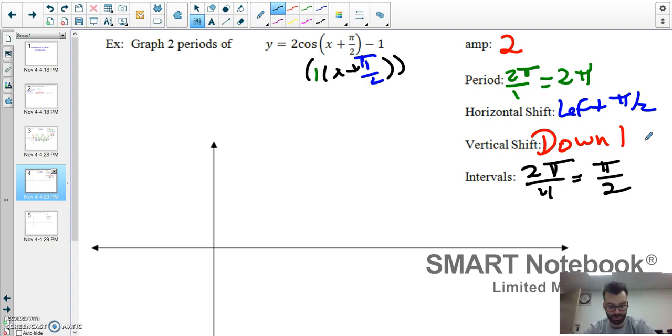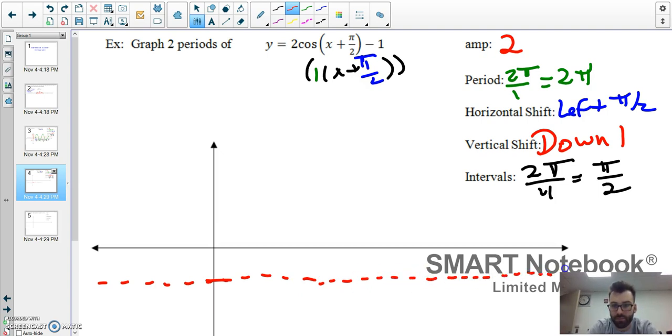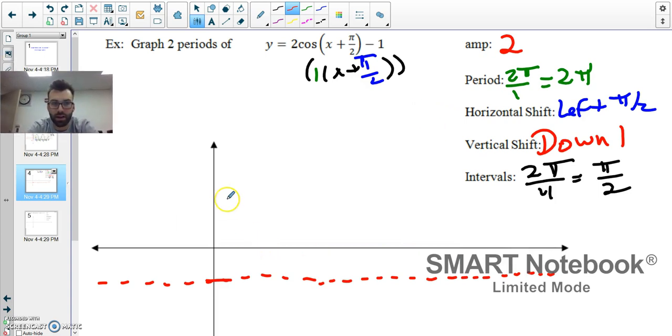Boom. Again, pi over 2. So now, what's our first thing we want to do? We want to plot our midline first. We go down to -1. There's my midline. Draw yourself that nice dotted line. Now, what's next? Plot our amplitudes. Amplitude was 2, so there's 1. 2 is my maximum, so that's 1.